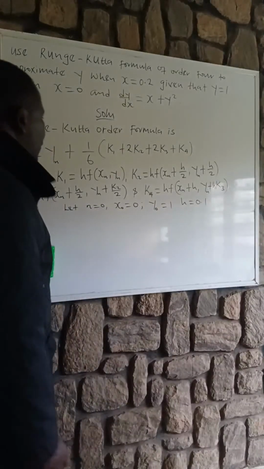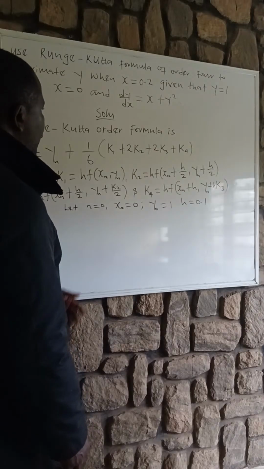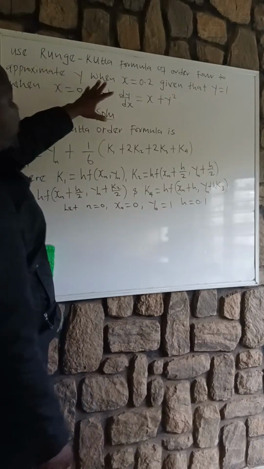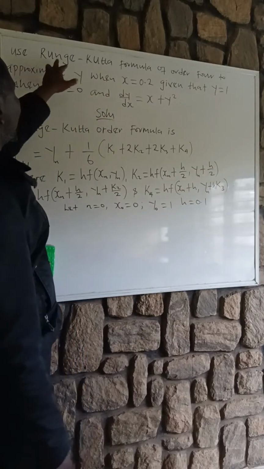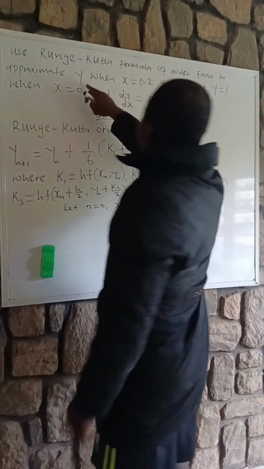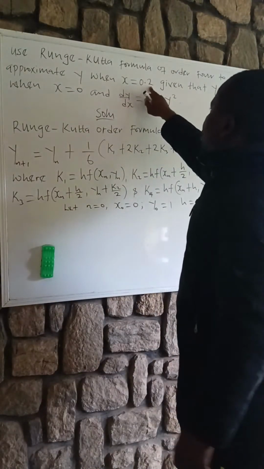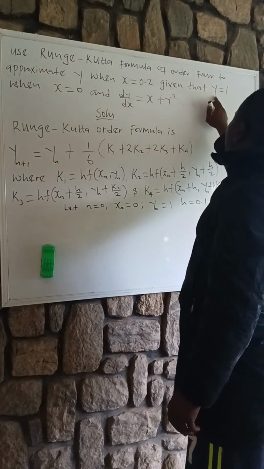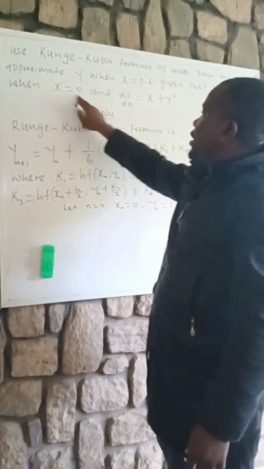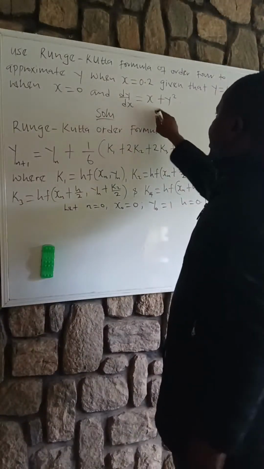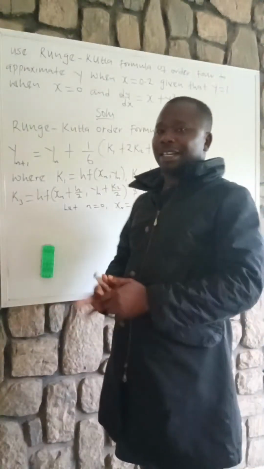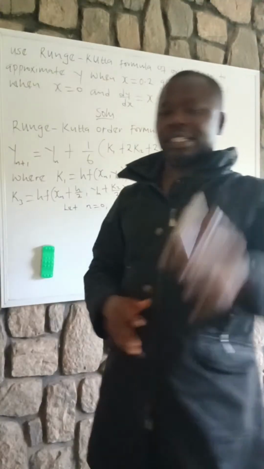At first, we need to consider the question given. Use the Runge-Kutta formula of order 4 to approximate y when x equals 0.2, given that y equals 1 when x equals 0, and dy over dx is equal to x plus y squared. It's simple as ABC. I'm going to break it down for you.